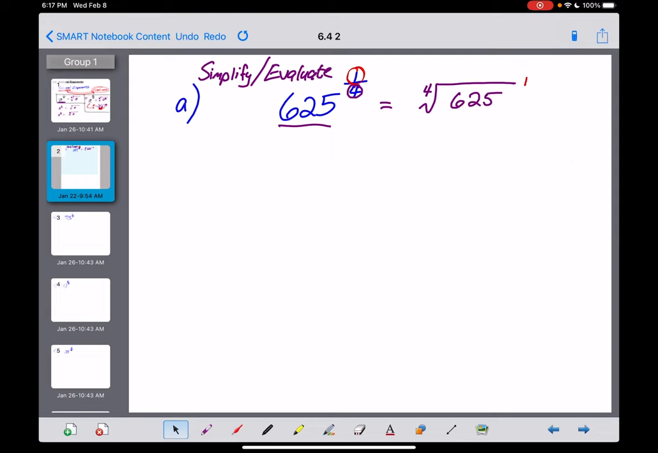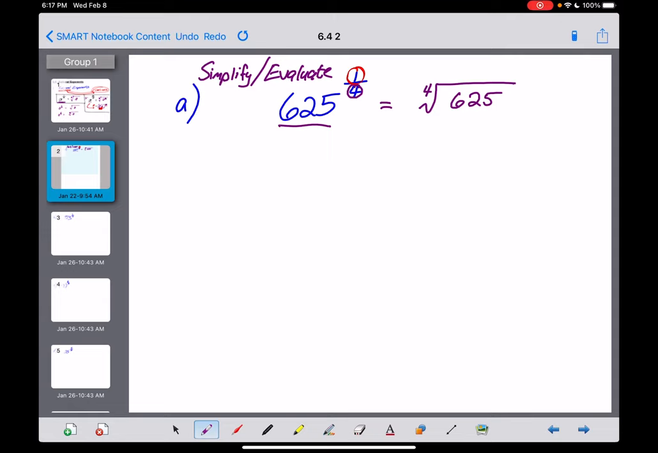But it doesn't matter because anything to the first power is just equal to that number itself. So with a 1, we don't bother to write it as an exponent anywhere. And at this point, guys, this is really the takeaway from this problem. 625 to the 1/4 power can be translated into the fourth root of 625.